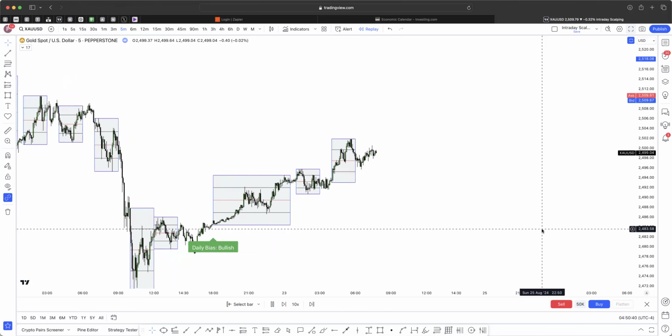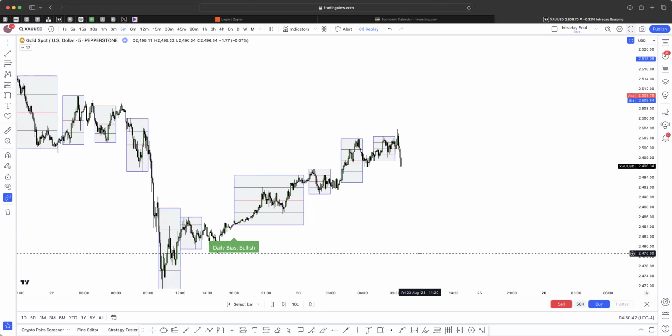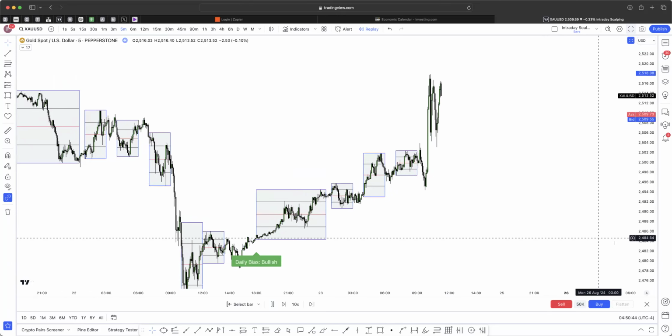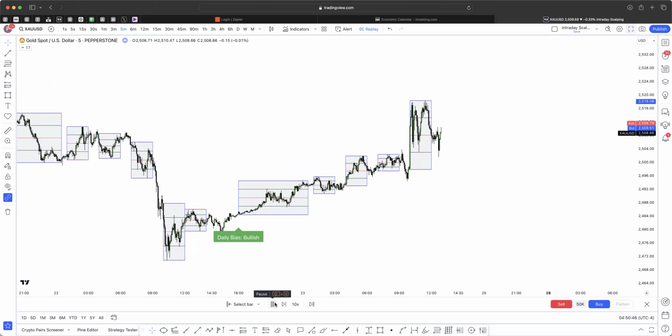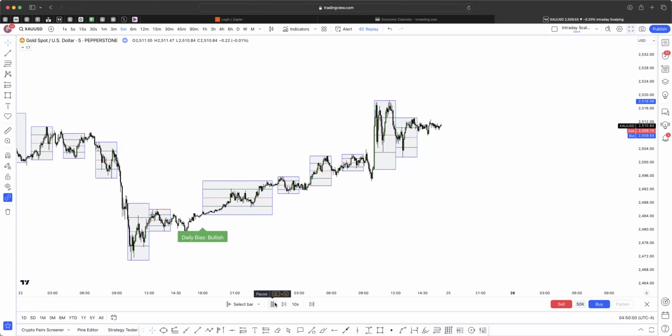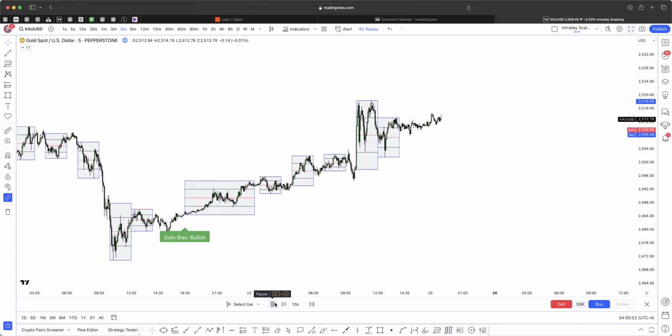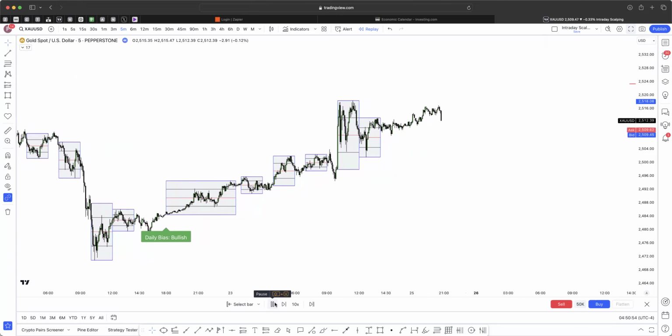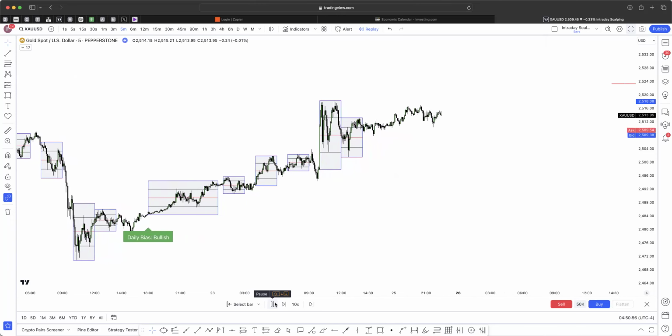Price is trading higher, higher, higher. Wow. That's wonderful. All right, let's look at the final one. See what happens.